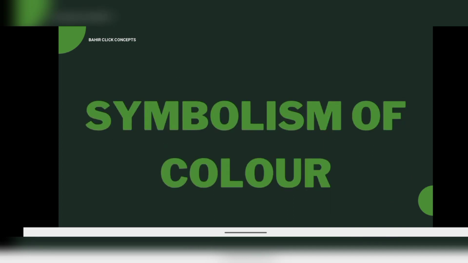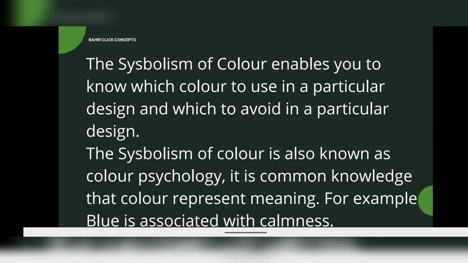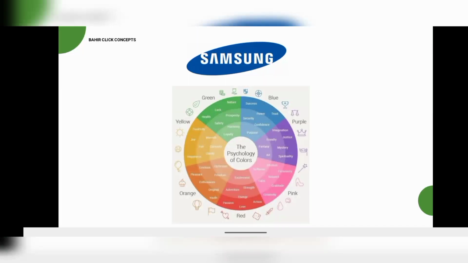Now, let's look at the symbolism of color. The symbolism of color enables you to know which color to use in a particular design and which color to avoid in a particular design. The symbolism of color is also known as color psychology. It is common knowledge that color represents meaning. For example, blue is associated with calmness, and a specific blue is utilized by Samsung as a complement.